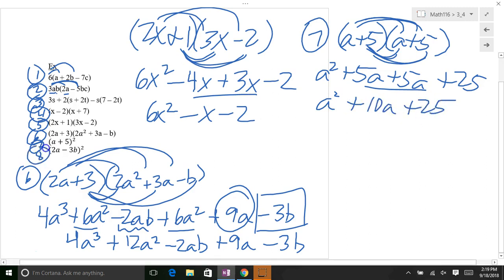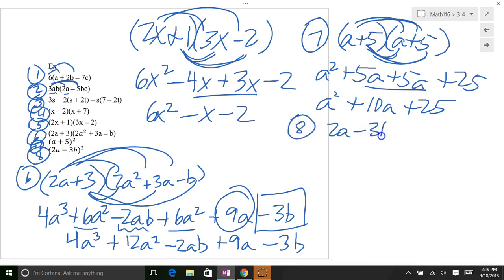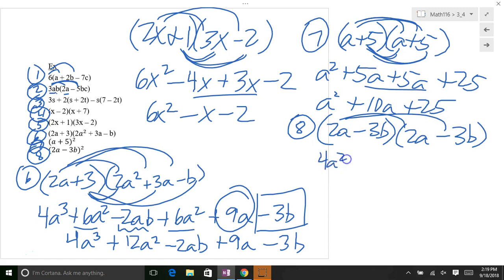And similarly for number 8, 2a minus 3b quantity squared. So there's 2 of these. 2a times 2a, 4a squared. 2a times negative 3b, negative 6ab. Negative 3b times 2a, so negative 6, and this is ba, but again you're going to write that ab. And finally negative 3b times negative 3b is a 9b squared.